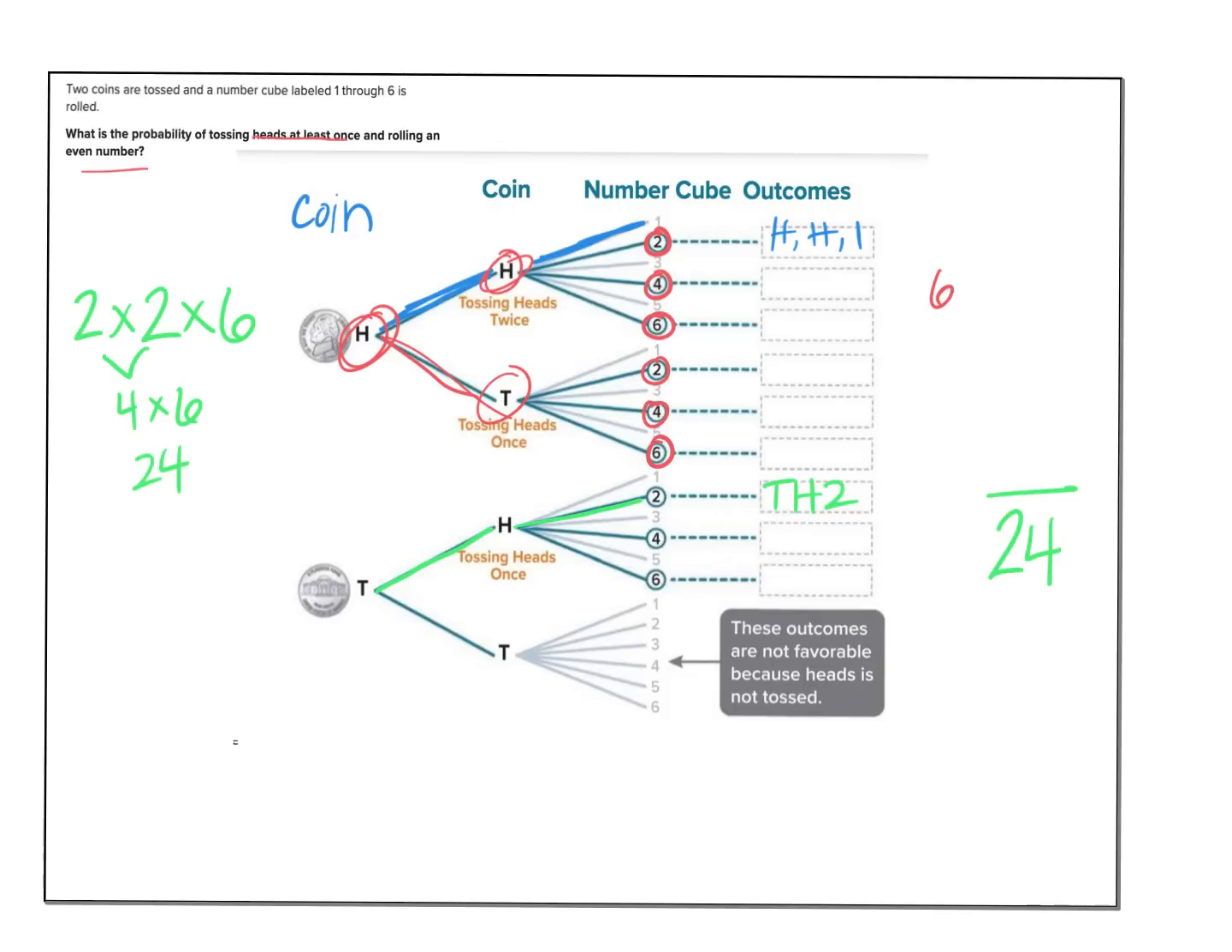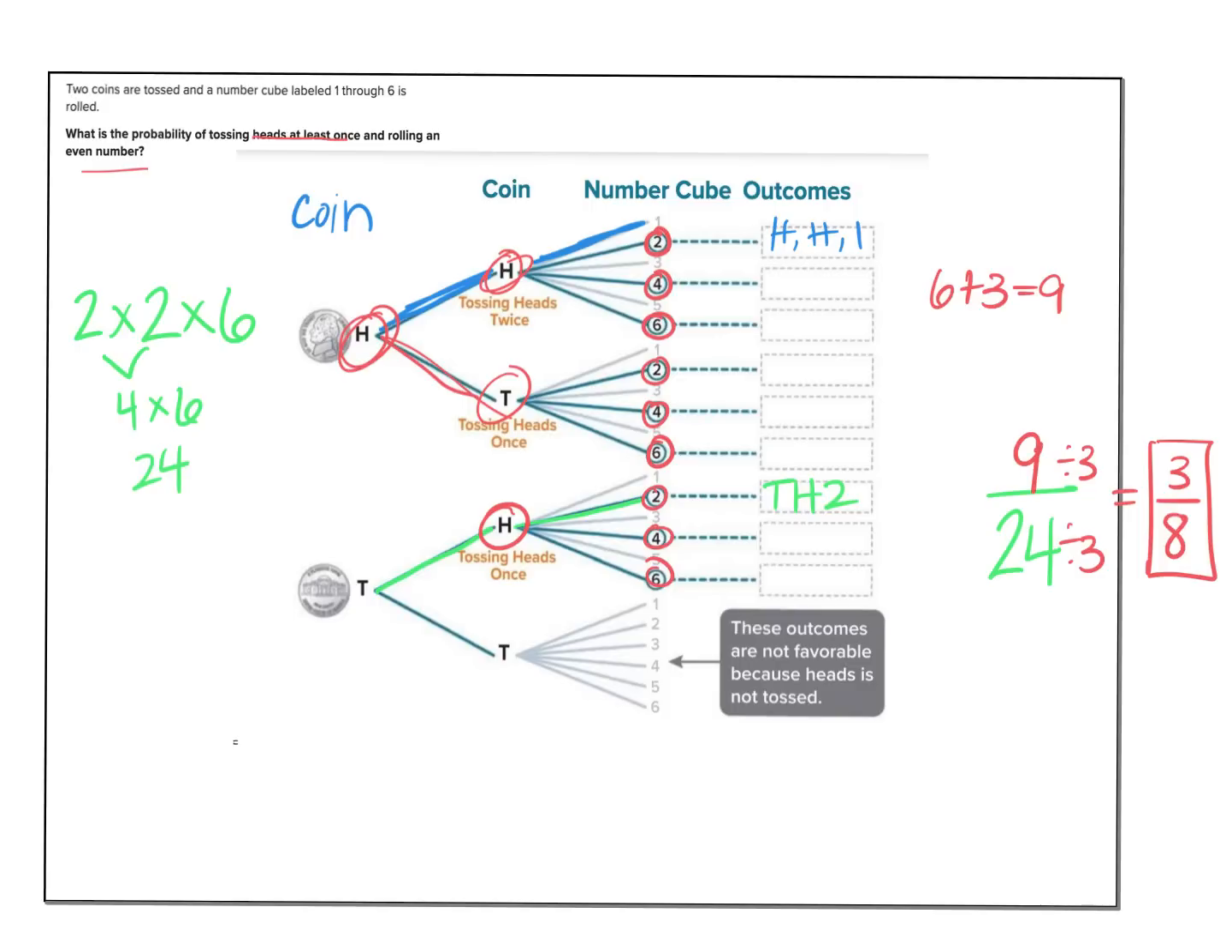And then down here I need to get heads at least once, and then I need evens. Looks like there are 3 more. So 6 plus 3 is 9. So my final probability is 9 out of 24. I can divide that down. If I divide by 3, I end up with 3/8.